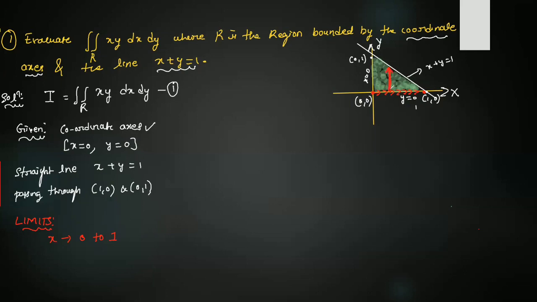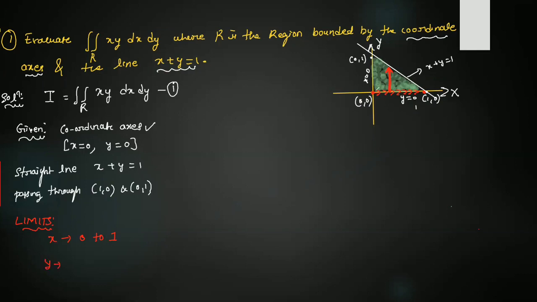For this vertical strip, what is the lower boundary? What is the upper boundary? Lower boundary is this straight line. Upper boundary is this straight line. Is this correct? We have to see what the lower boundary and the upper boundary of the strip are. What is the lower boundary, guys?